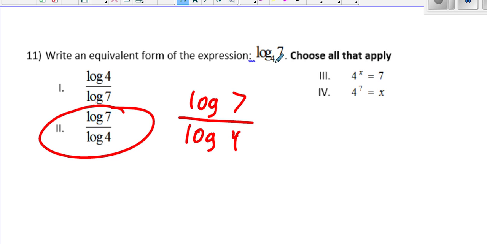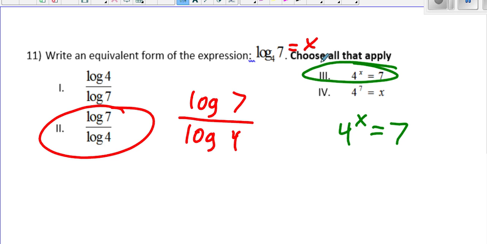Then the other thing you can do is take it equal to x, and we're going to change it. Logs ask what's the exponent. Logs say 4 to what exponent is going to equal that 7. It's equation 3. That's the definition of a log. If you write it out equals x, you can then do that trick with drawing the fish too. It goes through the 4 first, then the x, and then comes back to the 7. That's how you write your equation.